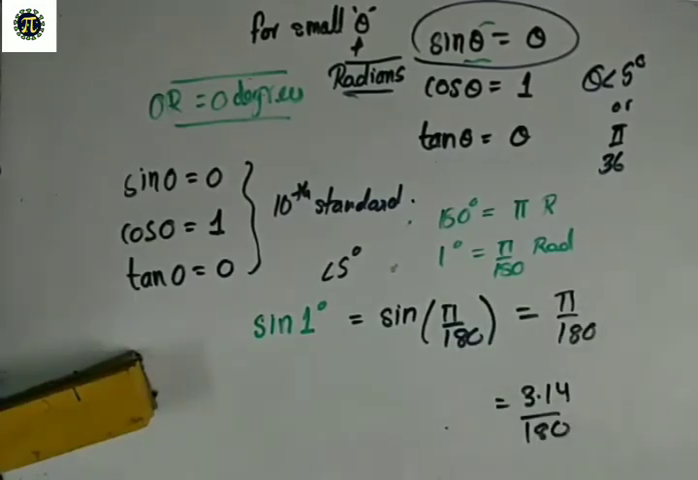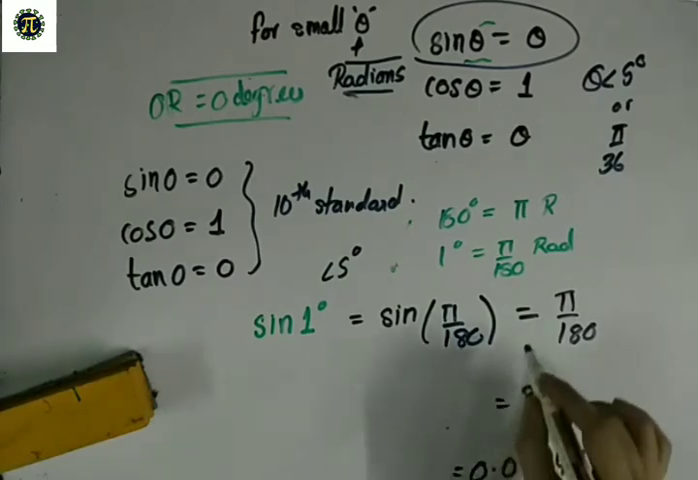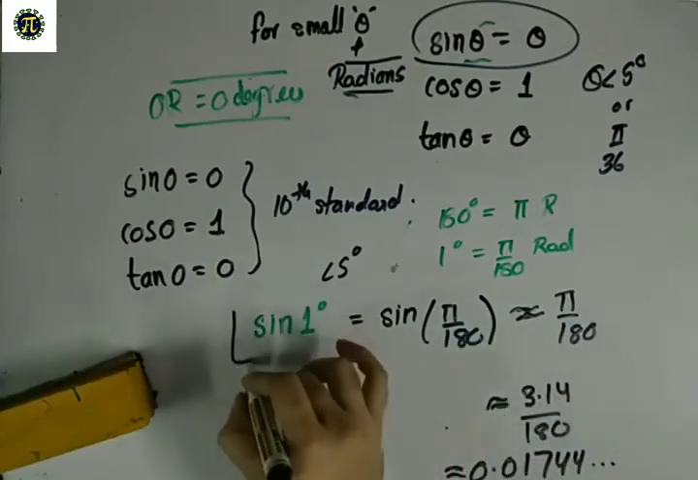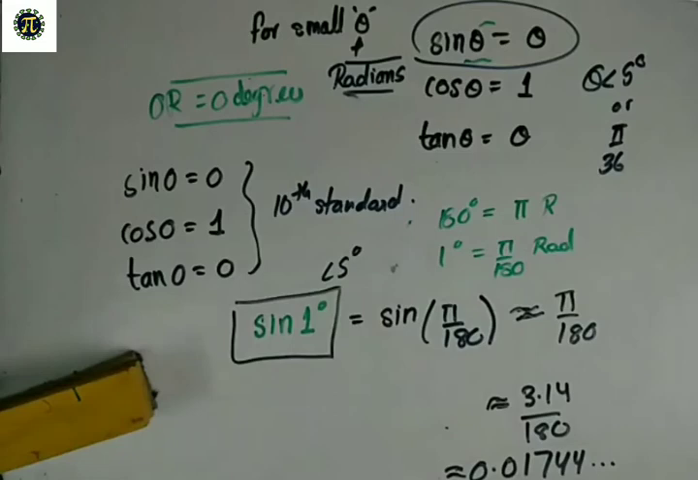Let me use a calculator to find this value. So 3.14 divided by 180 is equal to 0.01744, and it goes on. Okay, so it's an approximate value, right? I say it's an approximation. And now what I am going to do, you can also do that. You can open Google and find the value of sine 1 degree.